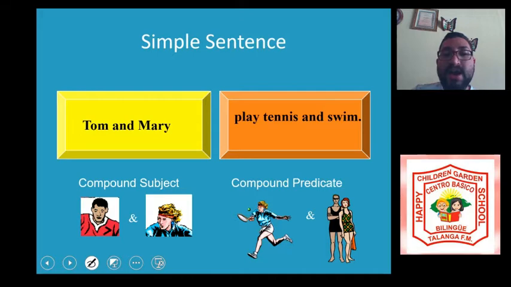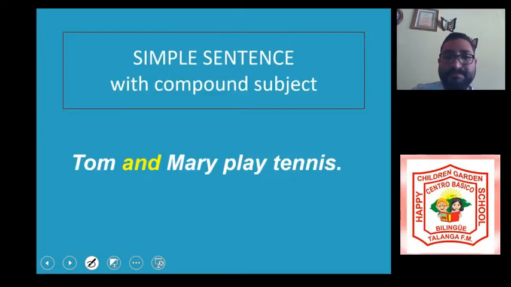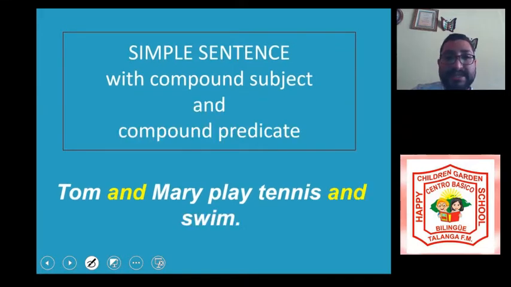Or it can have a compound predicate and a compound subject. It's still a simple sentence. Tom and Mary play tennis and swim. In this case, we have two verbs, play and swim, and only one complement. Tom and Mary play tennis and swim. So, simple sentence with compound subject: Tom and Mary play tennis. Simple sentence with compound subject and compound predicate: Tom and Mary play tennis and swim.